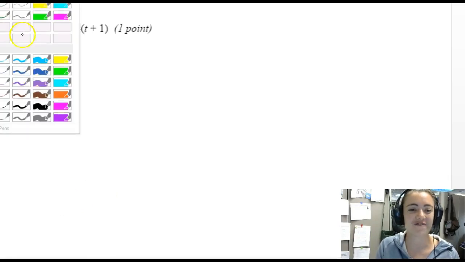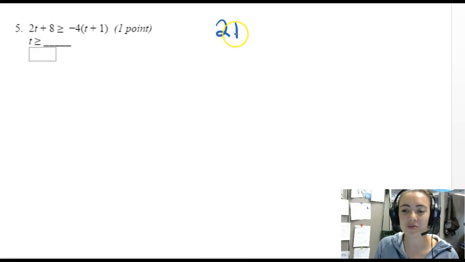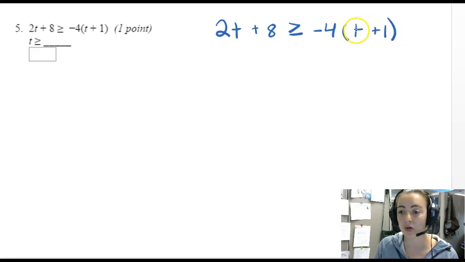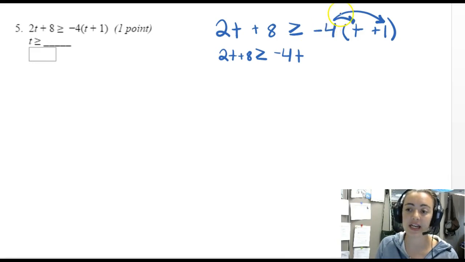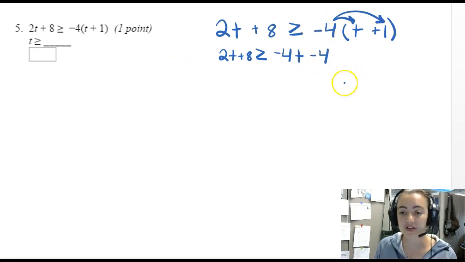For question 5 here, we have 2t plus 8 is greater than or equal to -4, all times the quantity of t plus 1. So the first thing I notice is I have the distributive property here. I have a number multiplied by a group. That means that everything on the outside must be distributed or multiplied to everything on the inside. So -4 times t, which is -4t, and -4 times +1, which is -4. Now we can start simplifying.